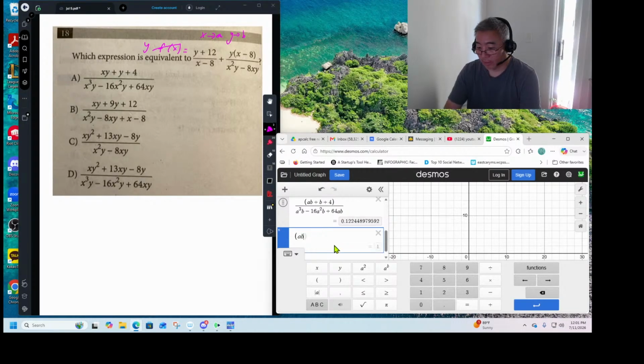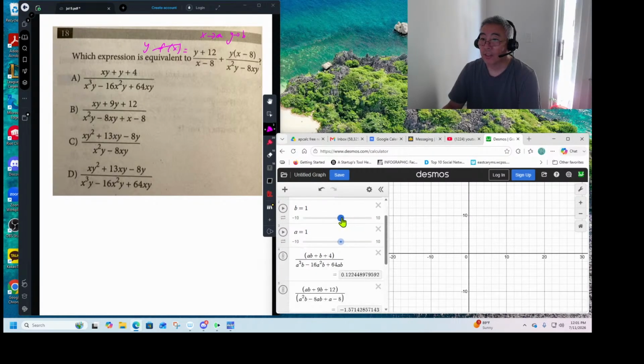ab plus 9b plus 12 over a squared b minus 8ab plus a minus 8, negative 1.57. Also wrong. Okay. ab squared plus 13ab minus 8b over a squared b minus 8ab. And look, it's the same, negative 0.857, negative 0.857.